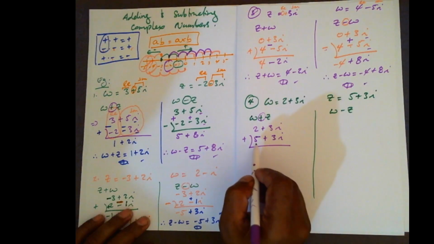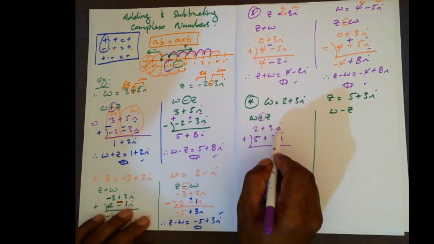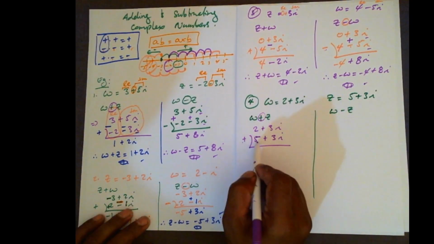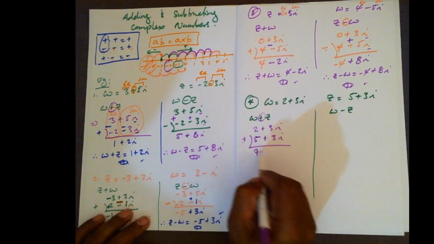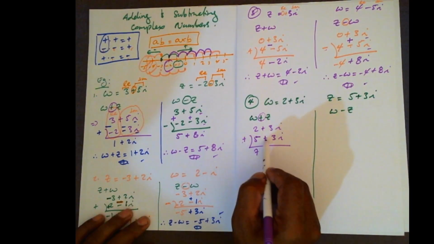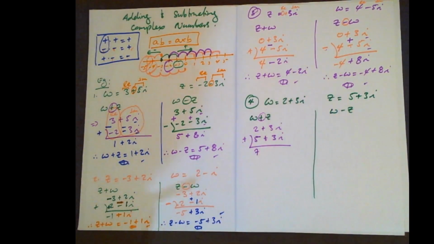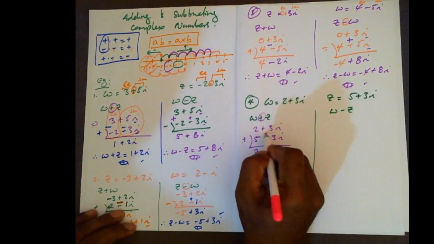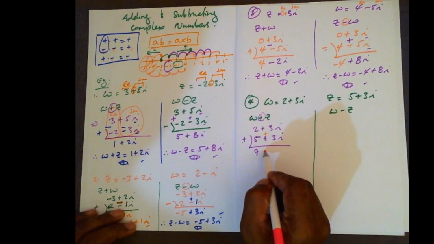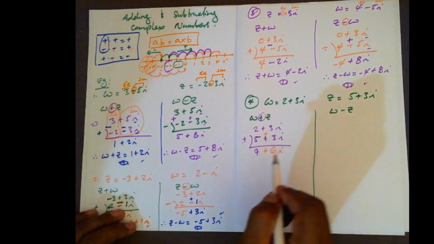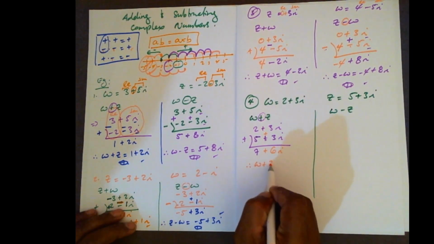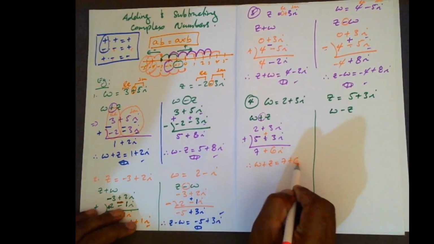Since we're adding, we'll add our real values and we'll add our imaginary values. So 2 plus 5 is 7. 3i plus positive times positive is positive. So we say that this is positive. So it's 3i plus 3i is positive 6i. So therefore we can say that omega plus z is equal to 7 plus 6i.